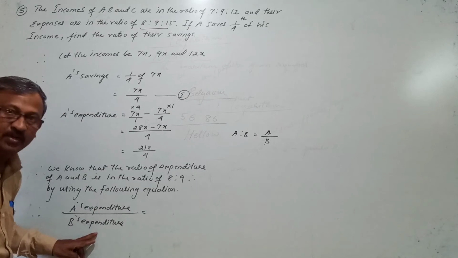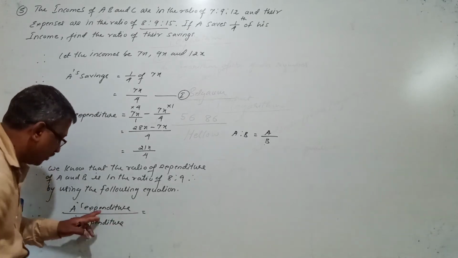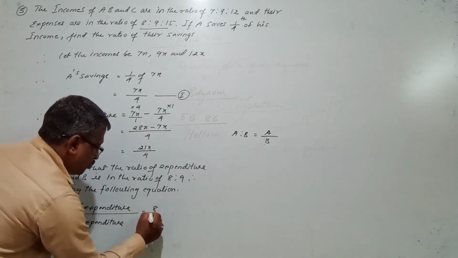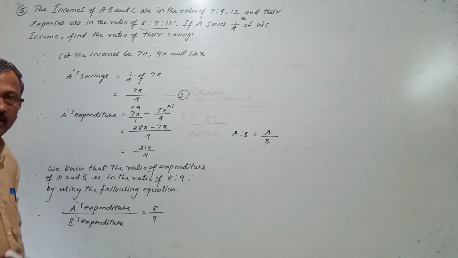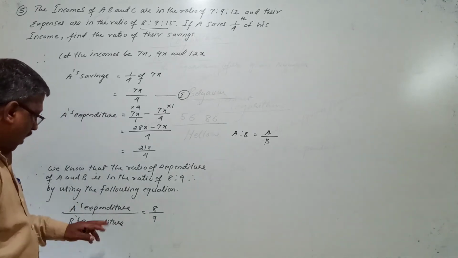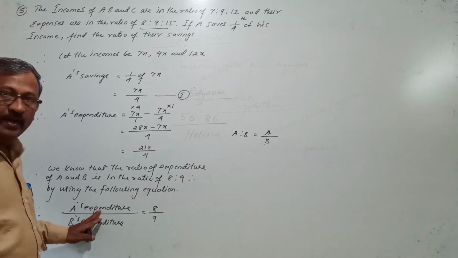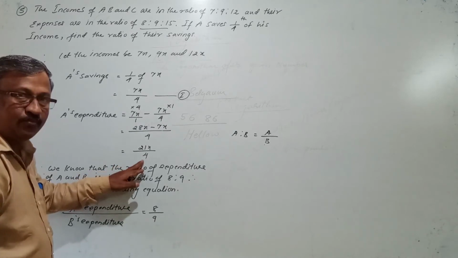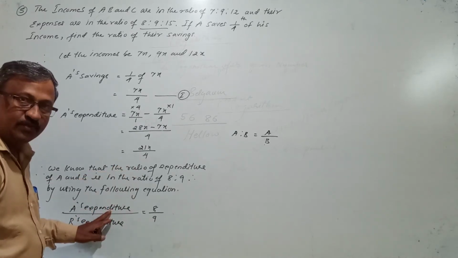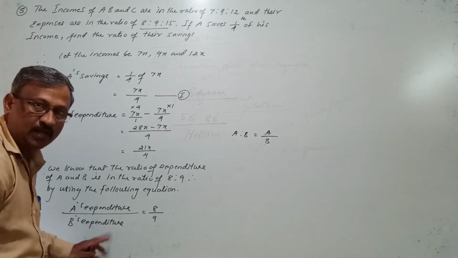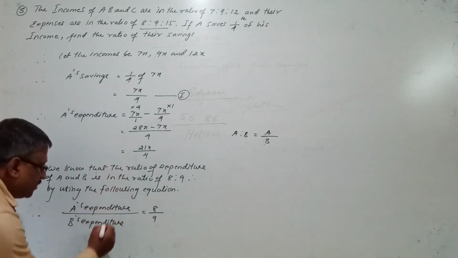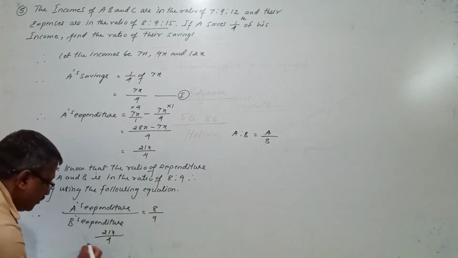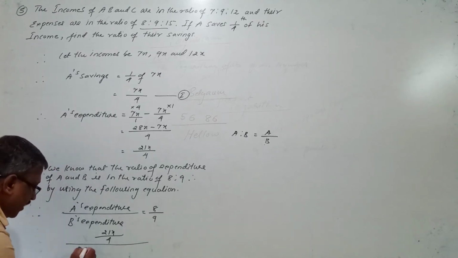So A's expenditure, if you divide by B's expenditure, that must be equal to the ratio of expenditure of A and B. So that must be equal to 8 is to 9, which is nothing but 8 divided by 9. Now out of these two, what do we know? A's expenditure, right? Here we have calculated A's expenditure. How much is it? 21x divided by 4. Put this value under this equation and solve for B's expenditure. So right here, A's expenditure is 21x divided by 4. This is divided by B's expenditure.